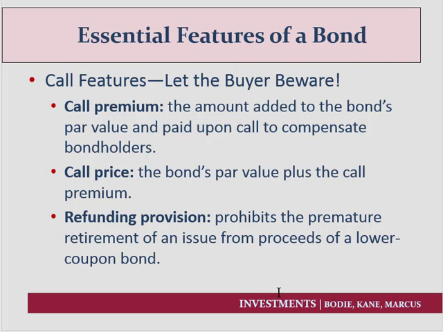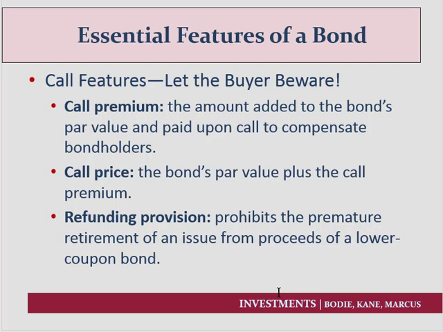Typically, this is the call price. Then it will be the bond's par value plus the call premium. Essentially, the way this works is when a company wants to call its debt, it's in the contract, it's in the indenture, it tells you what this price is. Typically, it's the par value plus 1 year's interest. So a 10% coupon bond would essentially cost $1,100 to refinance and to pull this debt back to the company.